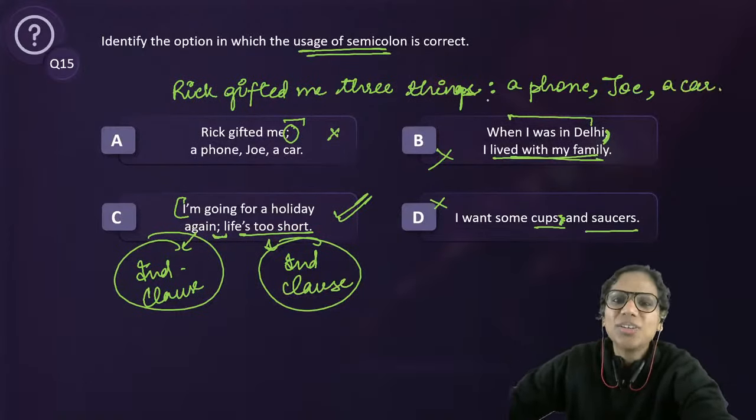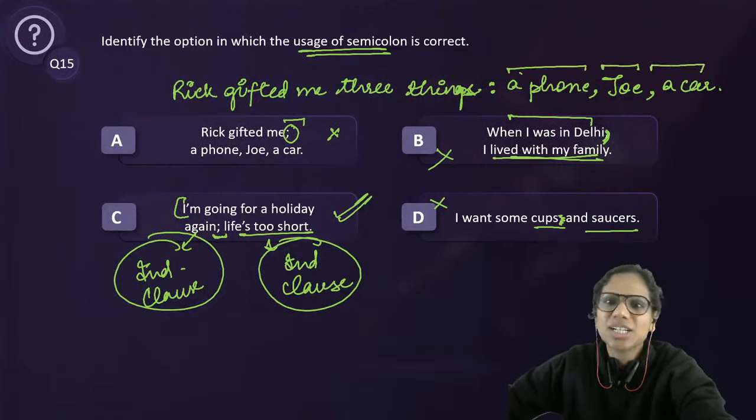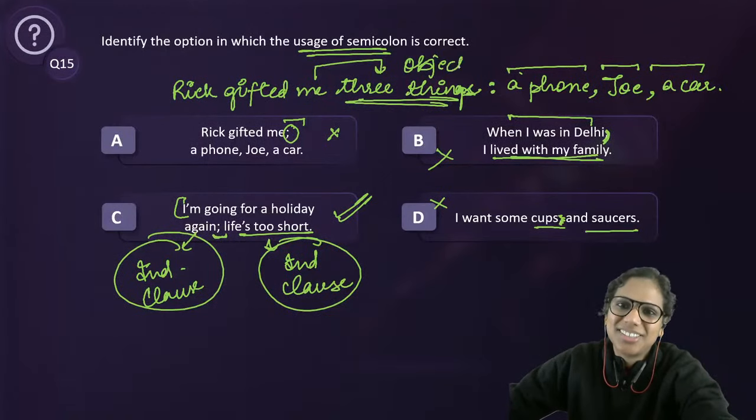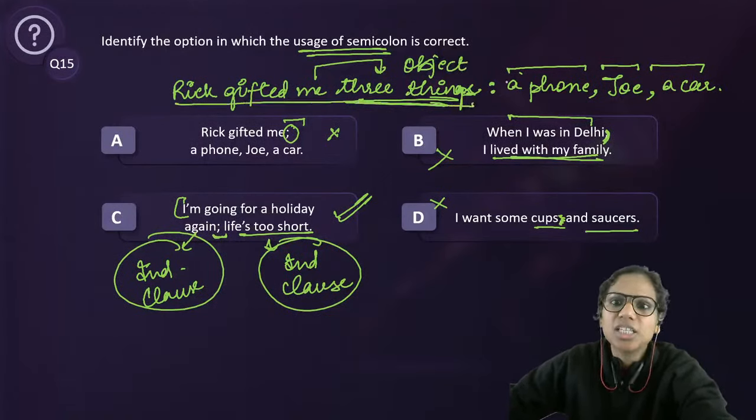Yeah. So Rick gifted me three things. Now, when you're naming those three things, you can very well put a colon. A colon is used to introduce a list. That's what you're doing here. But gifted me what is required. The object is required here because I need a complete sentence before a colon. I need a complete idea before a colon. I can't have an incomplete idea before a colon. Remember this.